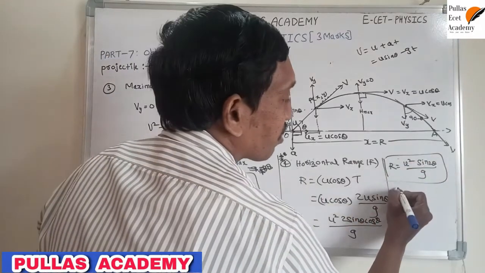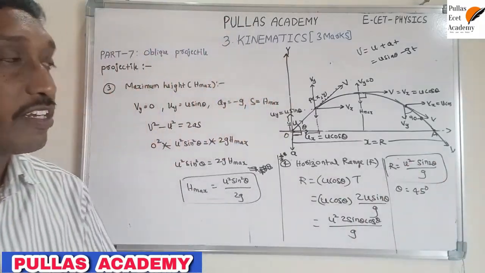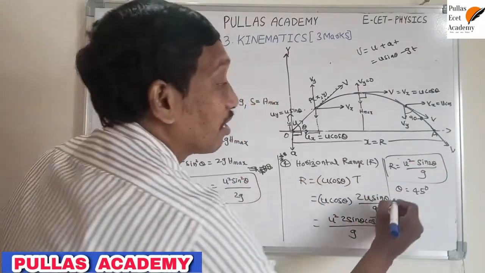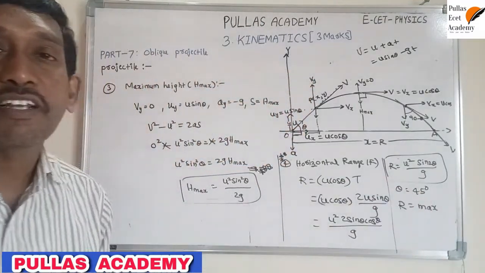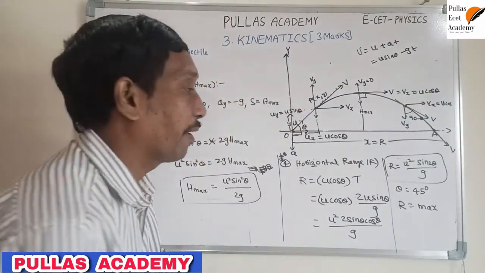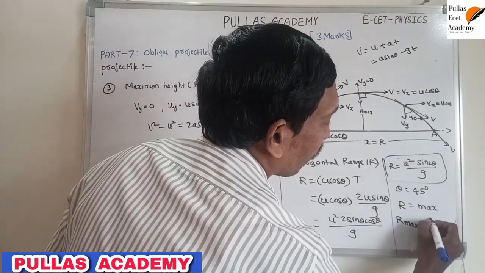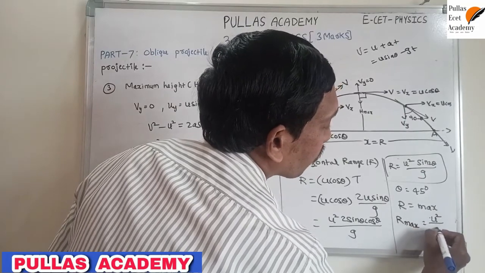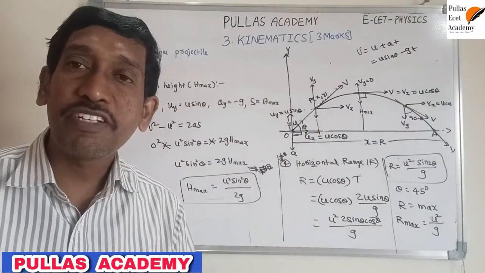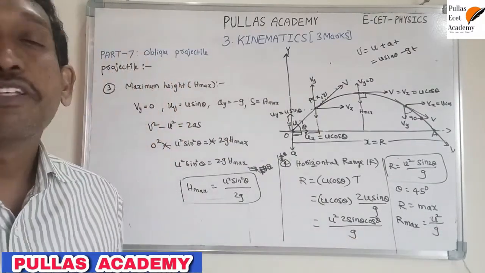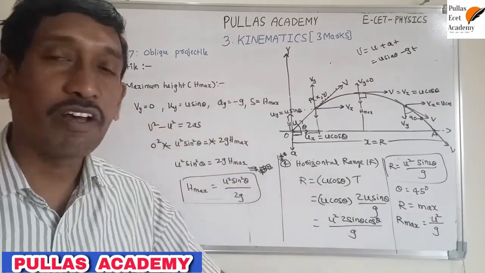From this equation, substitute theta equal to 45 degrees, then 2 theta is 90 degrees, sin 90 is 1, that means R becomes maximum. R becomes maximum when theta is equal to 45 degrees, that's the important one. What is the maximum range equation? Just substitute theta equal to 45, since sin 2 theta value is 1, the R maximum equation is u square by g. So this is about the maximum height and horizontal range.